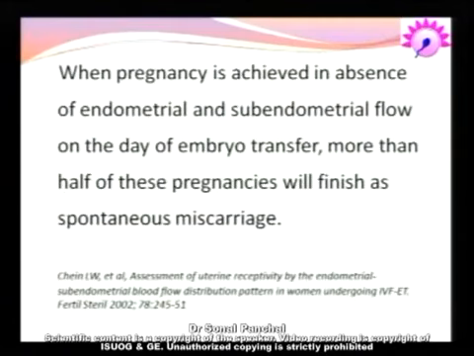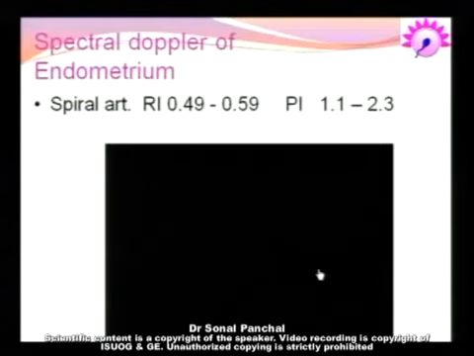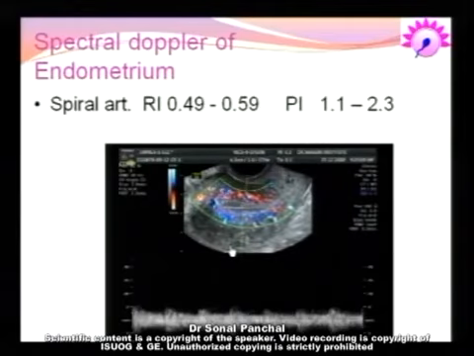And it has been shown in a study by Chen et al. that when a pregnancy is achieved in absence of the endometrial and subendometrial flow on the day of embryo transfer, more than half of these pregnancies will end up in a spontaneous miscarriage. Therefore, it's very important we do check whether the subendometrial and endometrial blood flow are present or not.